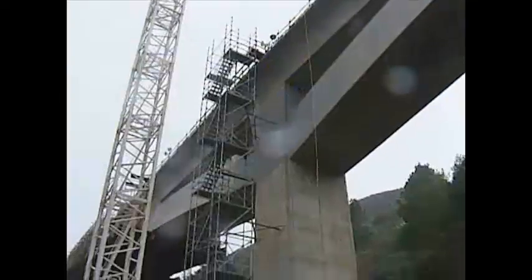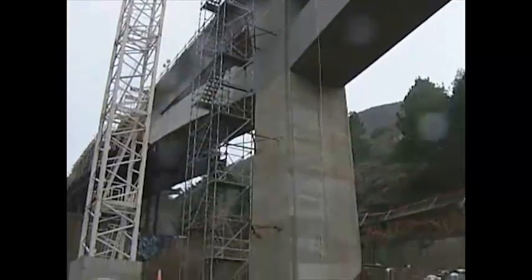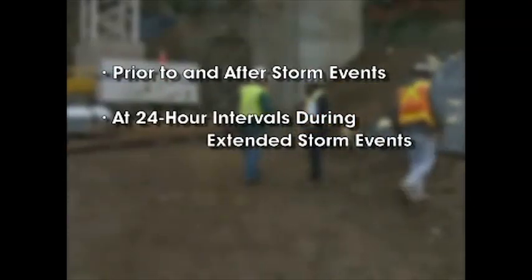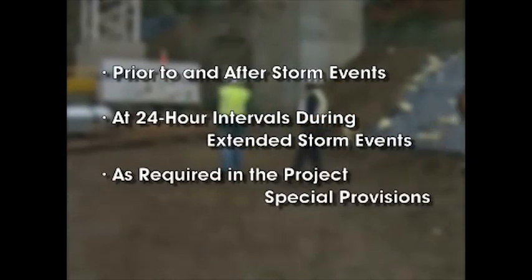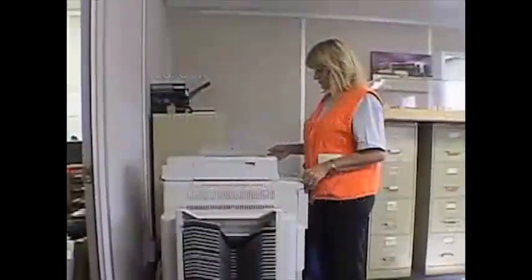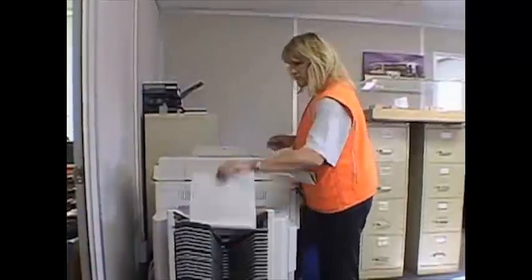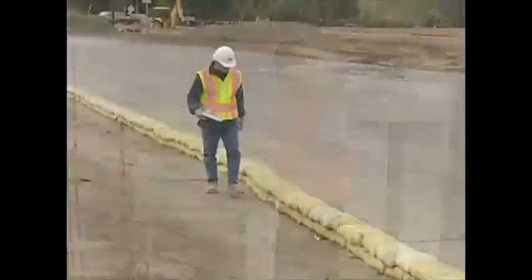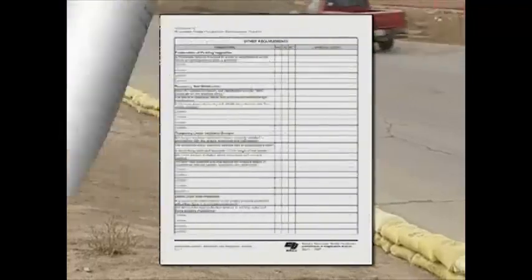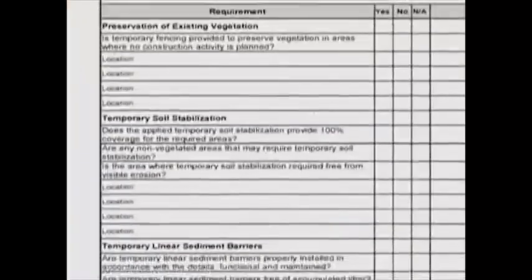During the rainy season, inspections must be completed by the water pollution control manager prior to and after storm events, at 24-hour intervals during extended storm events, or as required in the project special provisions. Furthermore, the project special provisions require copies of the inspection checklist to be submitted to the resident engineer within 24 hours. A stormwater quality construction site inspection checklist must be completed during each inspection.